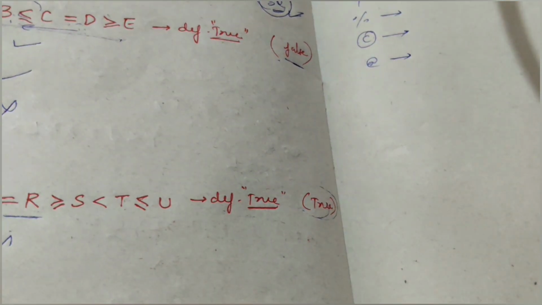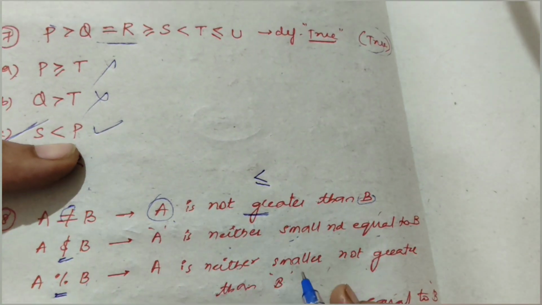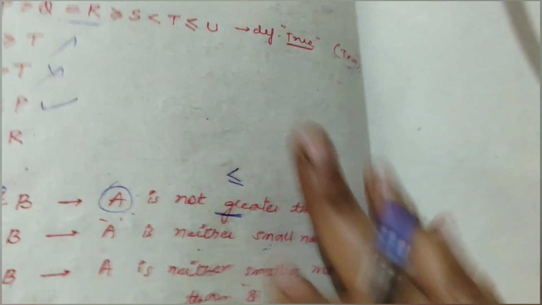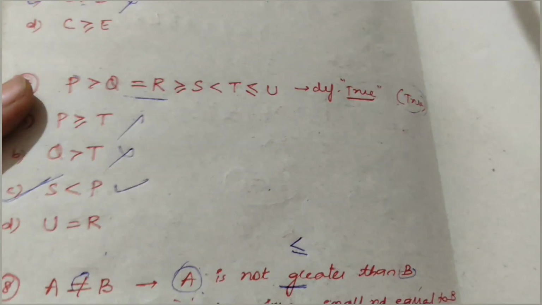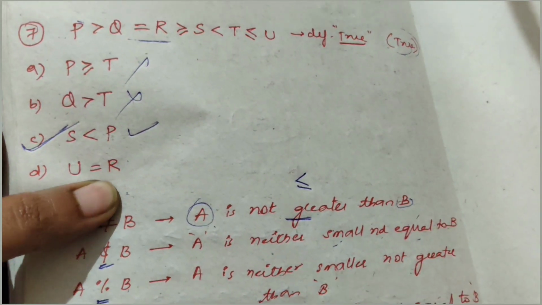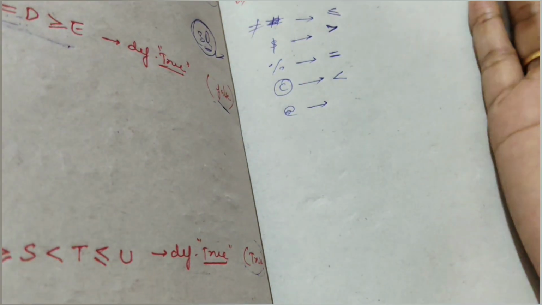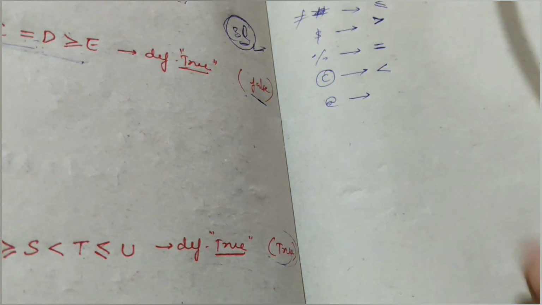Neither small nor equal to means greater than symbol. Now percent. A is neither small nor great. Neither small nor great means equal. Both are equal. Okay. Percent denotes equal. Next, copyright is neither great nor equal. Neither great nor equal means less than. Okay. Small, less, greater, more, same.